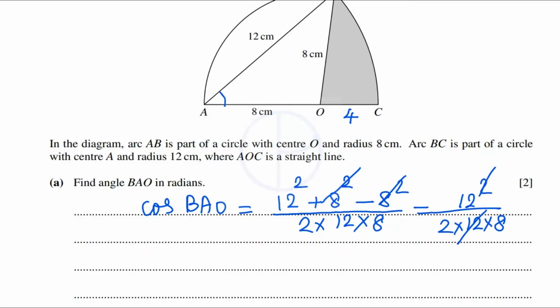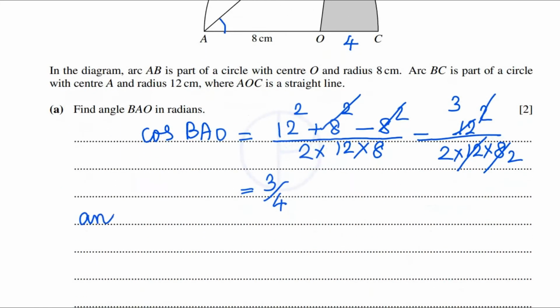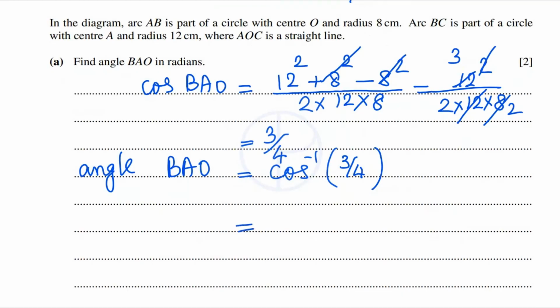The square and 12 get cancelled, and 12 and 8 can be cancelled by dividing by 4, so we get 2 here. So 3 over 4. Okay, so what is angle BAO? It is nothing but cos inverse of 3 over 4. So we need the angle in radians. So this is equal to 0.7227.